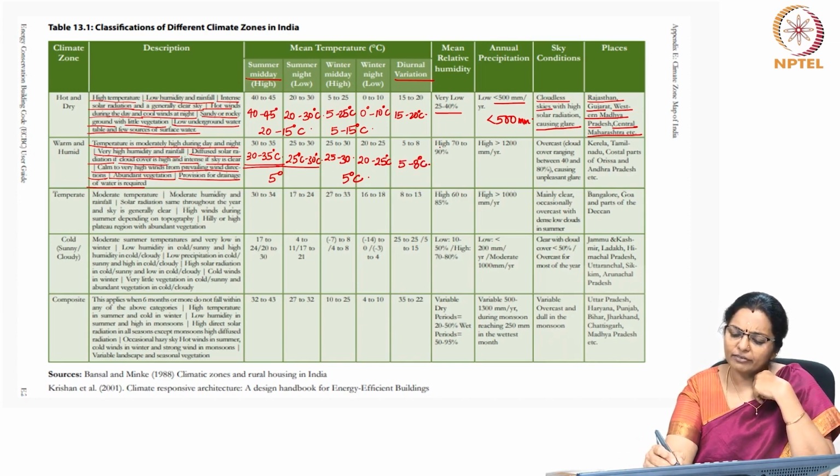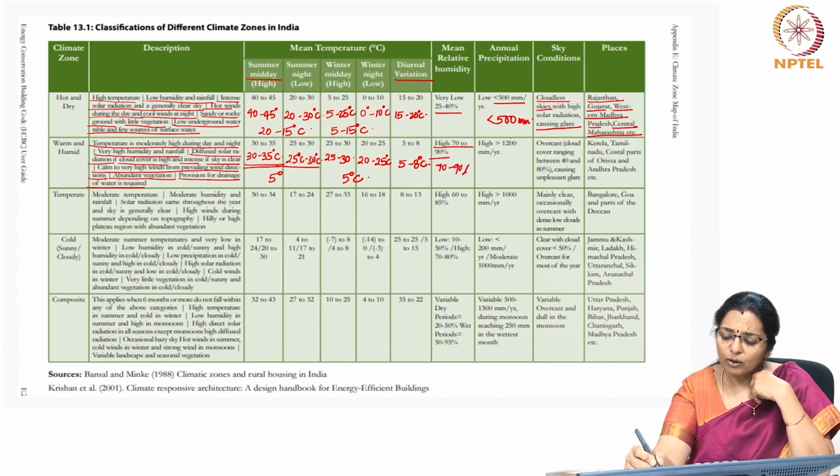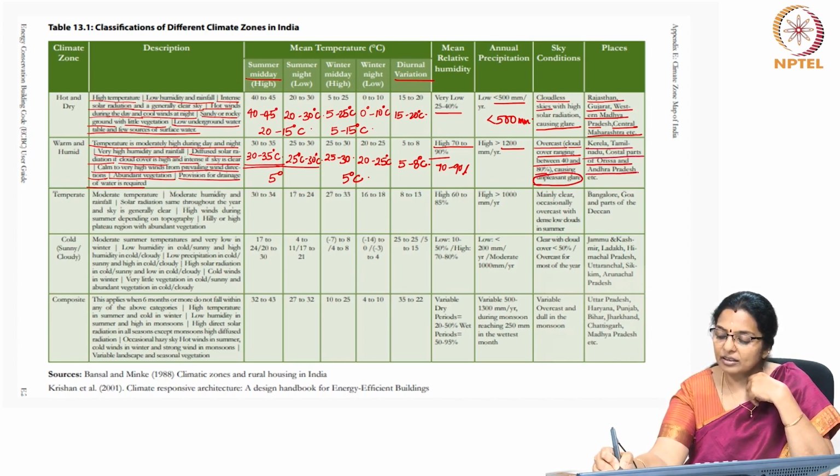The mean relative humidity is very high, between 70 to 90%. Annual precipitation is high, more than 1200 millimeters per year. There is overcast sky. So, cloud cover ranges between 40 to 80%, causing very unpleasant glare. Places include Kerala, Tamil Nadu, coastal parts of Odisha and Andhra Pradesh.